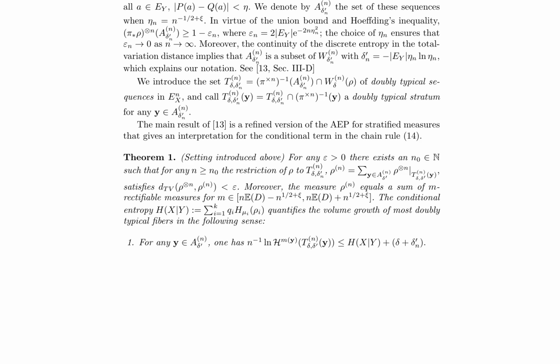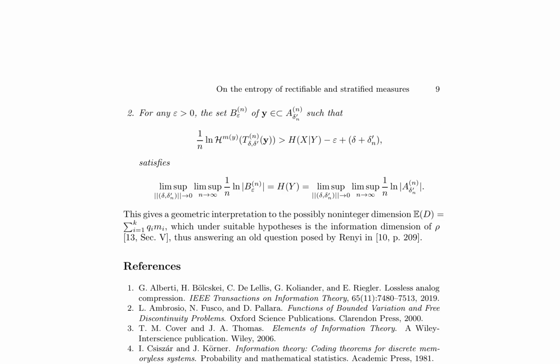In the realm of information theory and geometry, the authors have established a profound connection between the entropy of a measure and its geometric properties. This connection is encapsulated in the limiting property of the set B_{n,ε}, which is defined as the set of y element of A_{n,δ} such that (1/n) log of the volume of the fiber over y is greater than h(X|Y) − ε plus δ_n.